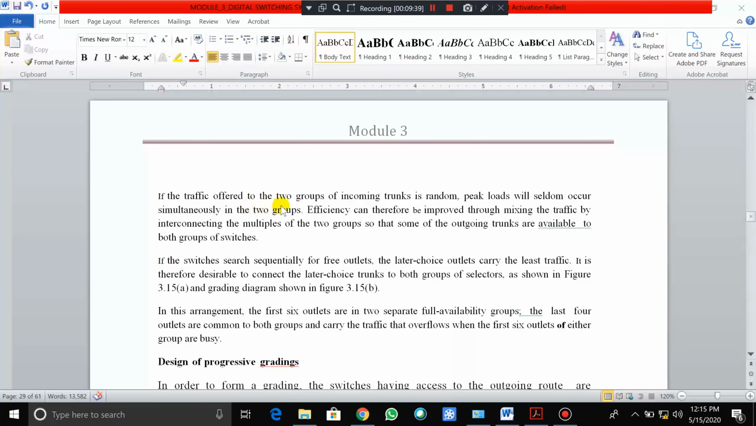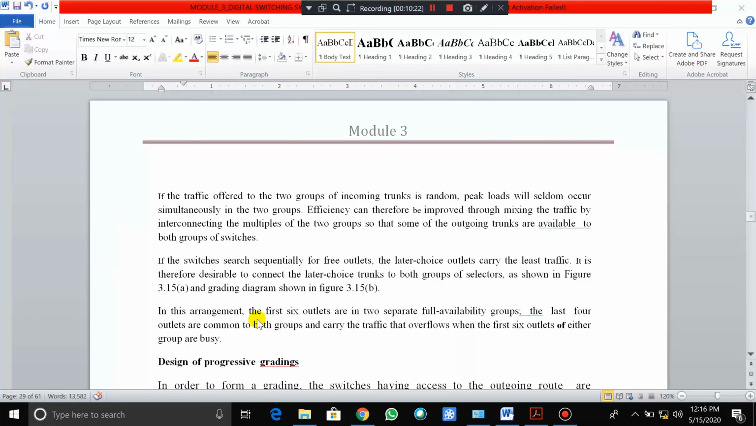If the traffic offered to two groups of incoming trunks is random, a peak load will occur randomly and not simultaneously in the two groups. Efficiency can therefore be improved by mixing the traffic, by interconnection or multiplying of the two groups, so that the outgoing trunks are available to both groups of switches. If the switches search sequentially for a free outlet, the later choice outlets carry the least traffic. It is therefore desirable to connect the later choice trunks to both groups of selectors as shown in the diagram.